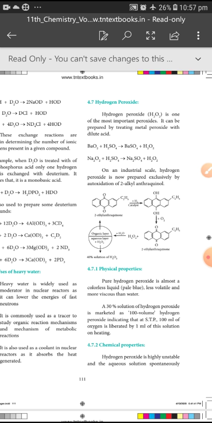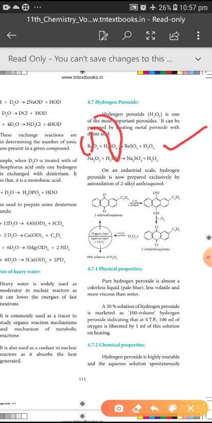See the equation. BaO2, barium peroxide, plus H2SO4, sulfuric acid, gives barium sulfate, as the barium positive ion reacts with sulfate, with the remaining H2O2. See the second equation. Sodium peroxide, Na2O2, plus sulfuric acid gives Na2SO4, as Na2 and SO4 combine. The remaining is H2 and O2, that is H2O2.